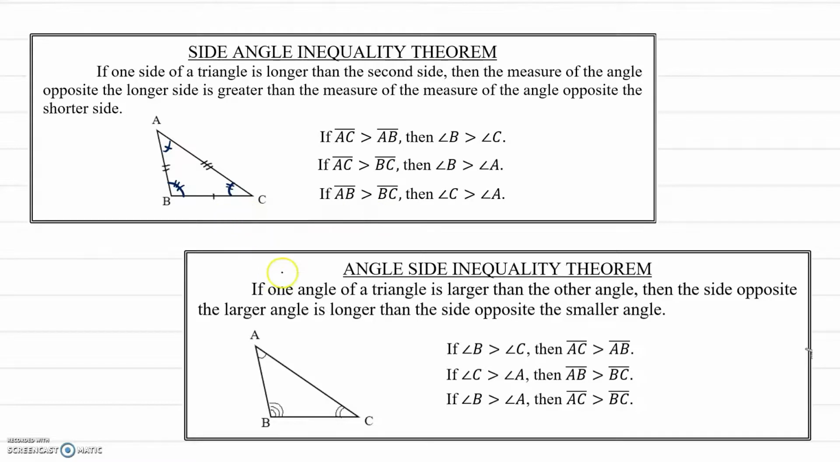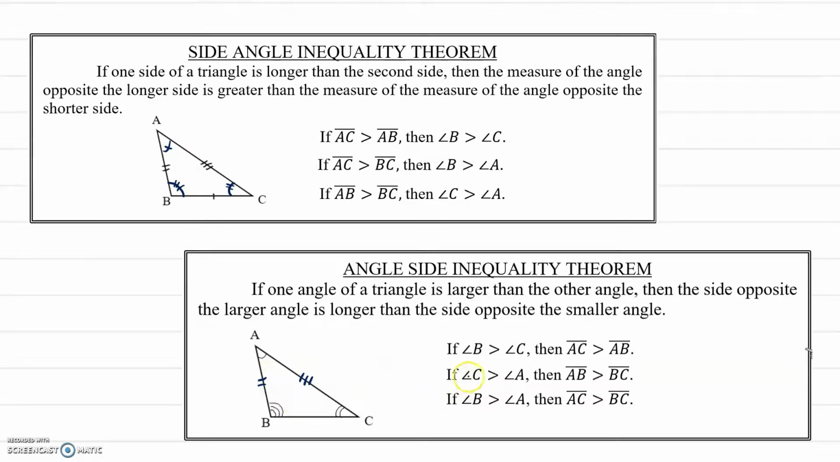It states that if one angle of a triangle is larger than another angle, then the side opposite the larger angle is longer than the side opposite the smaller angle. That means if angle B is greater than angle C, then the side opposite to angle B is longer than the side opposite to angle C. So this side AC is longer than the side opposite to angle C, which is side AB.